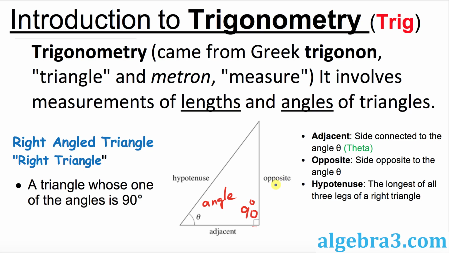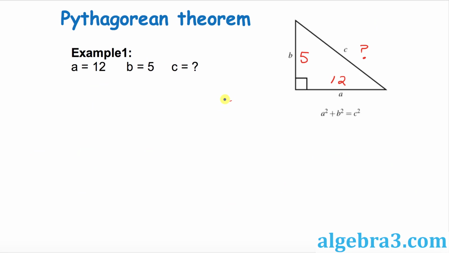Now the next thing worth mentioning is the Pythagorean theorem. The Pythagorean theorem is closely related to any right triangle. It is nothing more than a squared plus b squared equals c squared, where c is the longest leg of any right triangle.